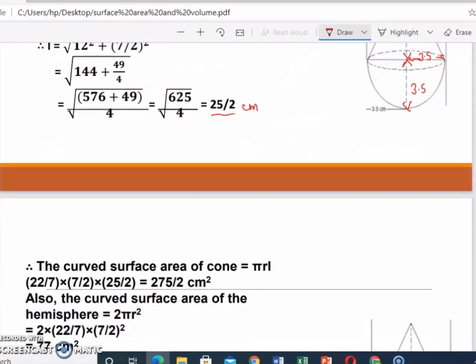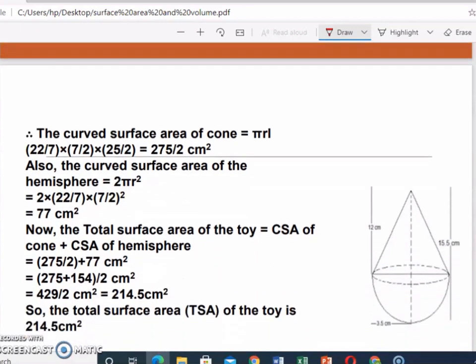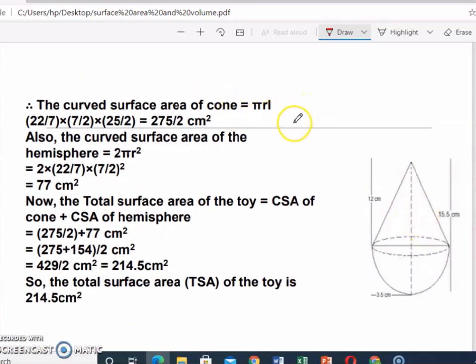Using the slant height, then you can find out now the curved surface area of the cone. So that is pi r L. This is the formula for curved surface area of a cone. CSA also, in short, you can write CSA of the cone. So when you substitute these values, pi is 22 by 7 into 7 by 2 into 25 by 2. And curved surface area of the hemisphere will be 2 pi r square. So again substitute the values and add both to get the answer, that is 214.5 centimeter square. This will be the total surface area of the toy.